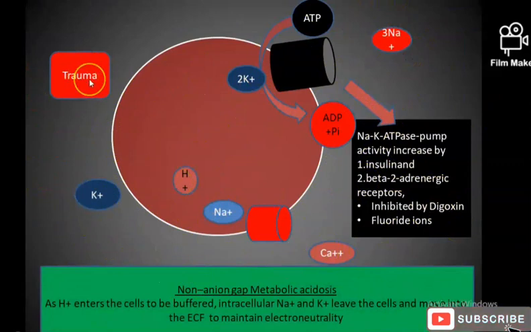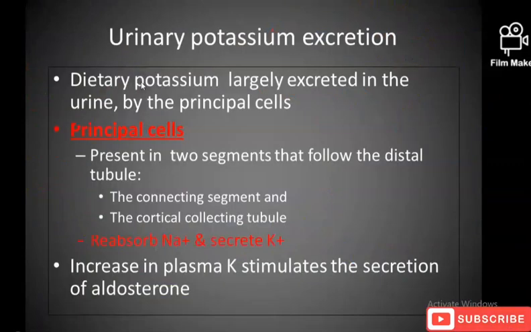Trauma, when there is an injury to the cell and cell membrane, there is an efflux of potassium from the inside to the outside. So any factor that can damage the cell membrane can lead to hyperkalemia. And the other very important cause of hyperkalemia is a factor that decreases the excretion of potassium through the urine.